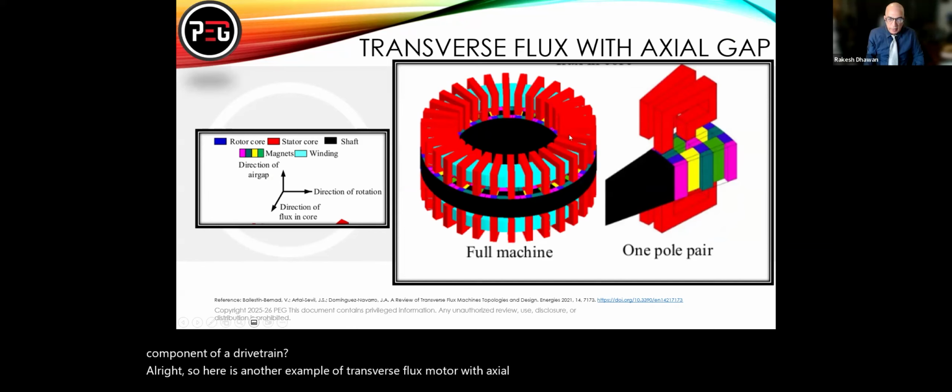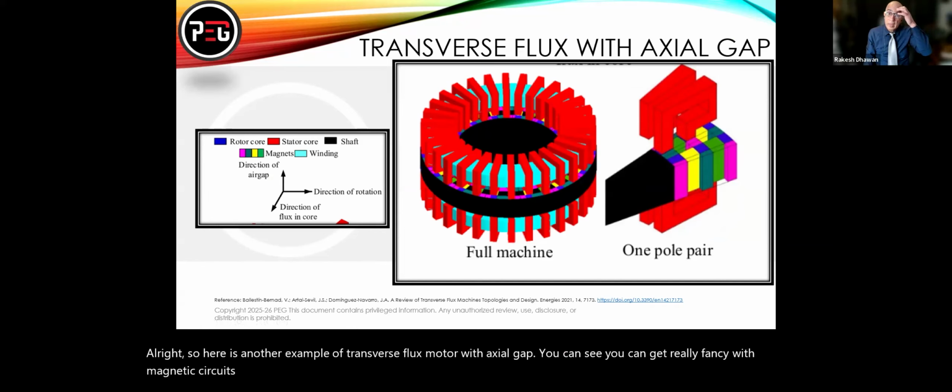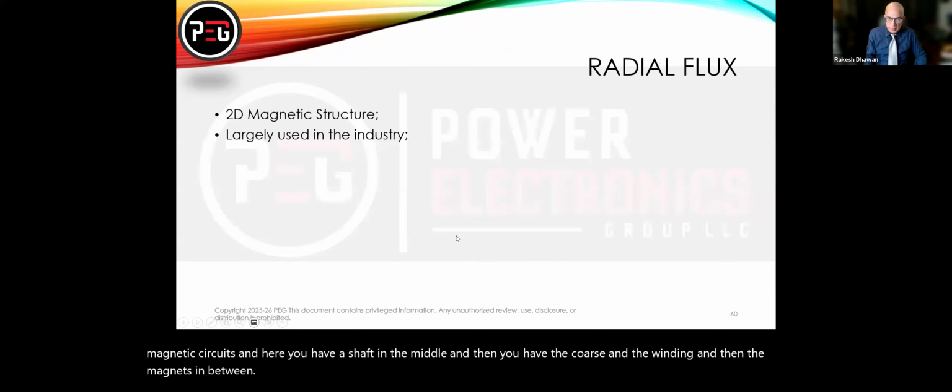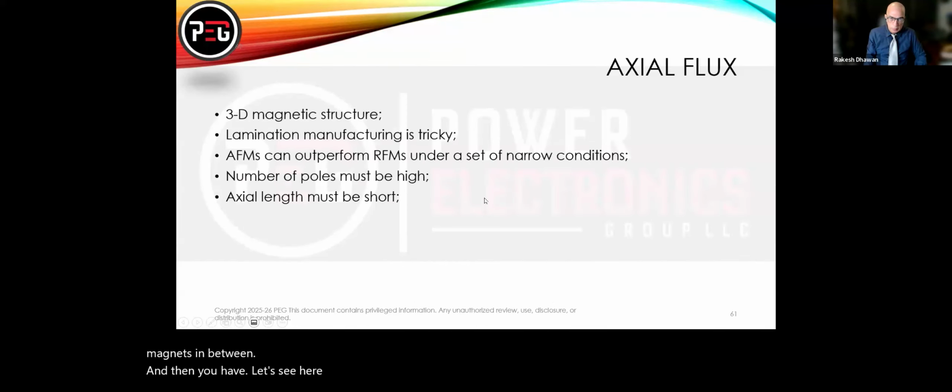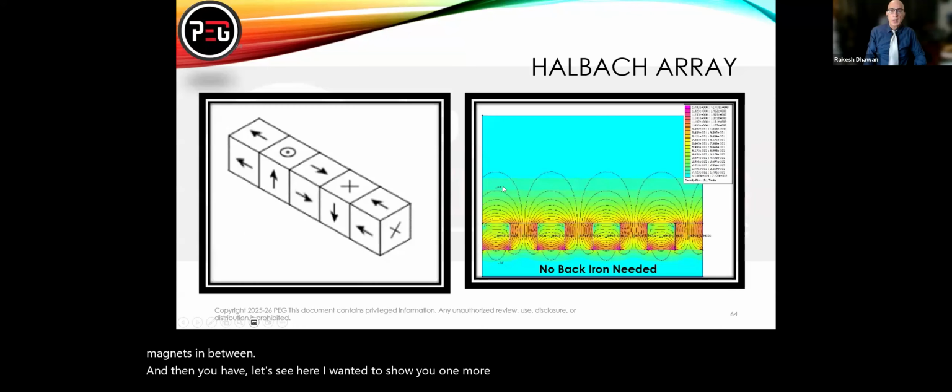All right, so here is another example of a transverse flux motor with axial gap. You can see you can get really fancy with magnetic circuits. And here you have a shaft in the middle, and then you have the cores and the winding and then the magnets in between. And then, let's see here, I wanted to show you one more part. So here is a Halbach array.